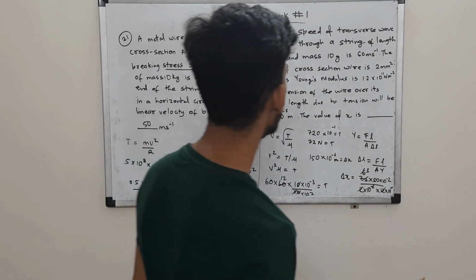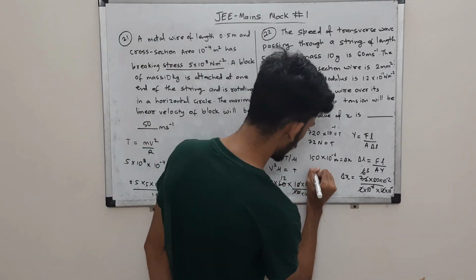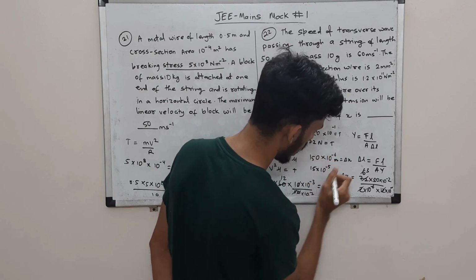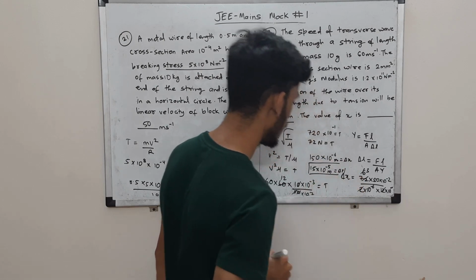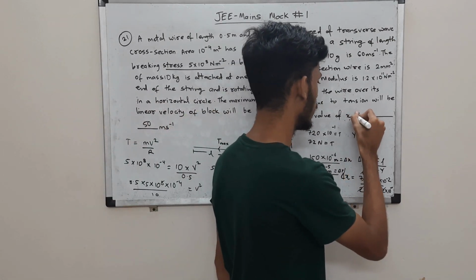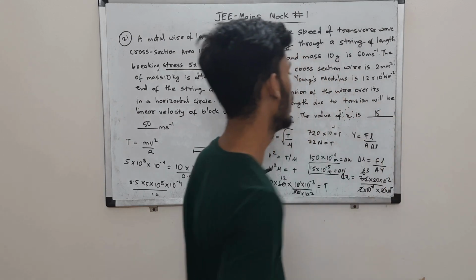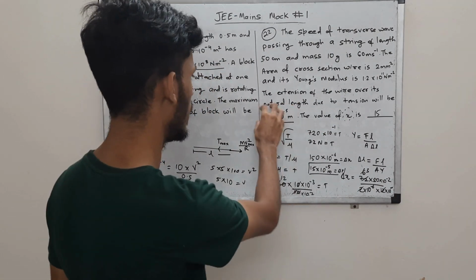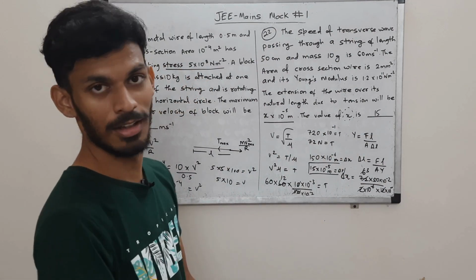But our answer is in terms of x into 10 to the power minus 5. So 15 will convert it into the power of minus 5. I'll drop a 0, and that will reduce that. So delta x, we'll keep our answer in the same format: 15 into 10 to the power minus 5 meter. Compare it with this: the value of x is 15. So 15 is the correct integer over here. Over to the next question.